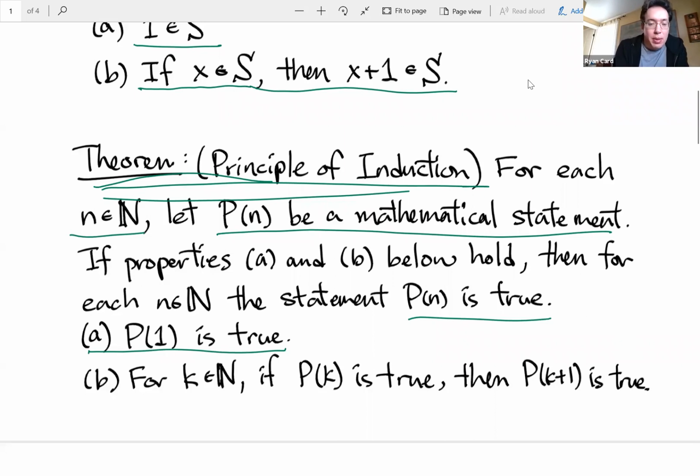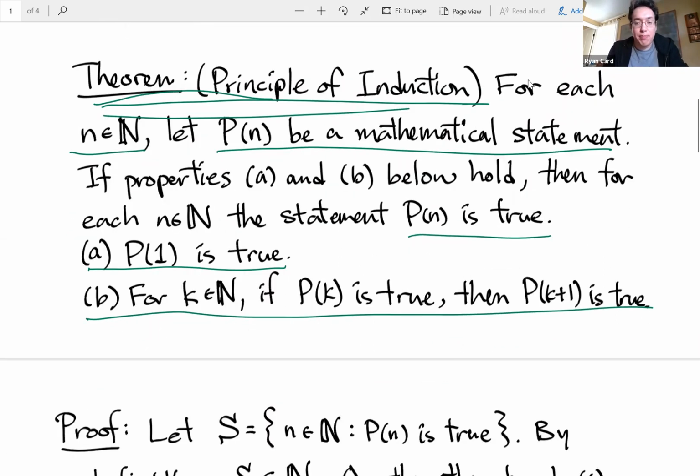Part B, for any natural number k, if P of k is true, so if it's given that the kth step is true, then its successor, P of k plus 1, is also a true statement. If you have those two things, then P of n has to be true for all natural numbers n. Let's see the proof of that.